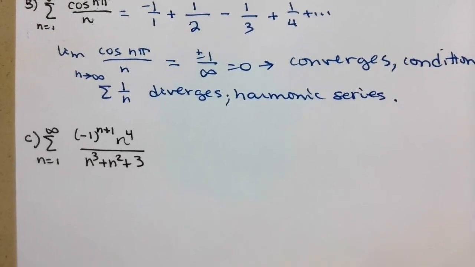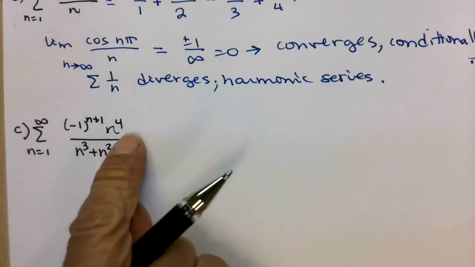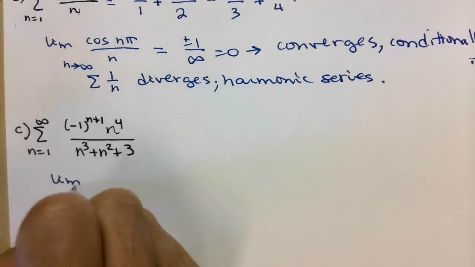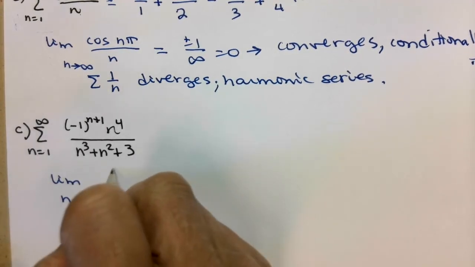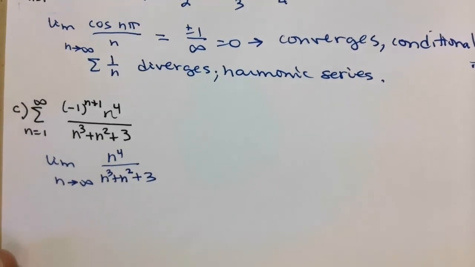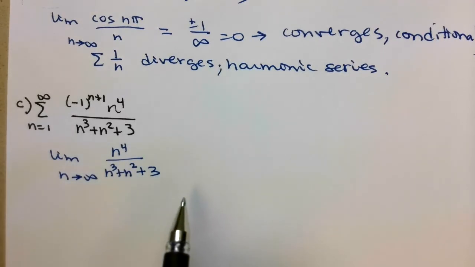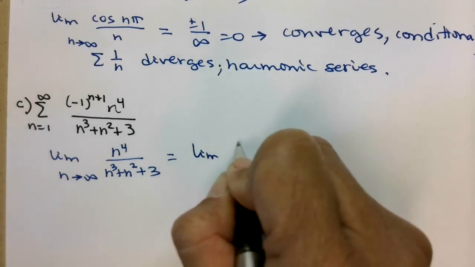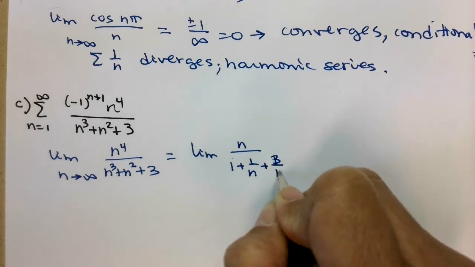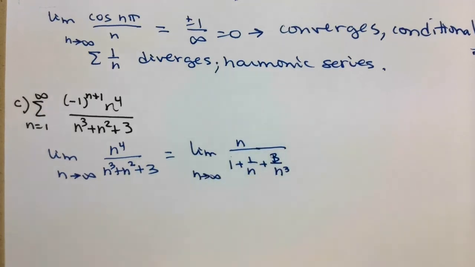Okay, last one. So I have an alternating series, n to the 4th over n cubed plus n squared plus 3. You know what I'm getting at, right? So we're going to look at the limit as n gets big of just that nth term. So I take out the alternating part. Does this go to 0? If it does, then we converge at least conditionally. So as n gets big, well, how did we do this before? I could divide through everybody by n cubed. So then it's the limit of n over 1 plus 1 over n plus 3 over n cubed, and we're taking the limit as n goes to infinity.